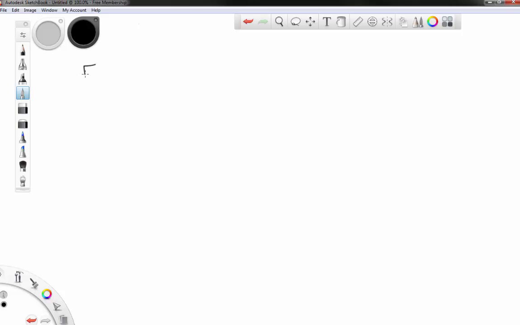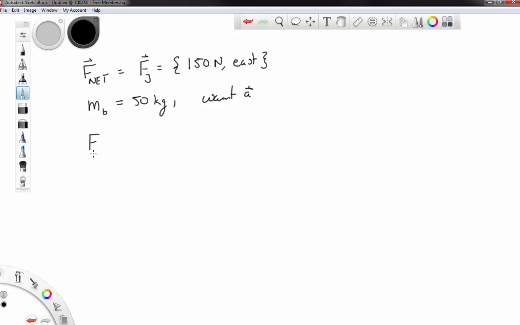All right, so we've just been given that the net force is going to be equal to just whatever force that John is pulling with, and that is going to be 150 newtons, comma, east, or 0 degrees. And we've been given that the mass of the box is 50 kilograms. So we want the acceleration. So we can use that F net is equal to the mass times the acceleration by Newton's second law. So Newton's second law says this equation. Therefore, the acceleration can be obtained by taking that net force and dividing by the mass of the box.